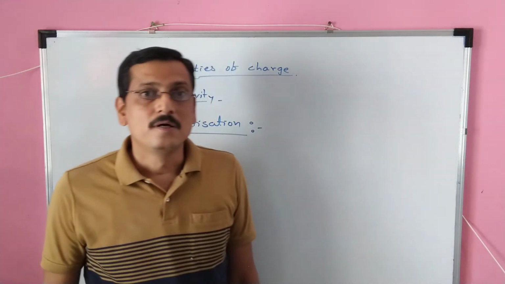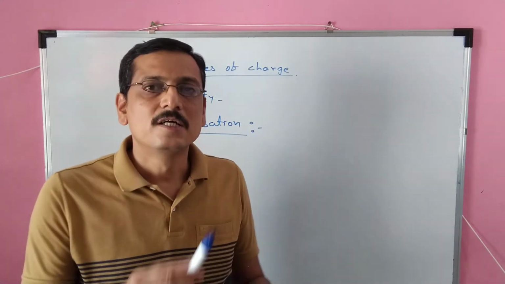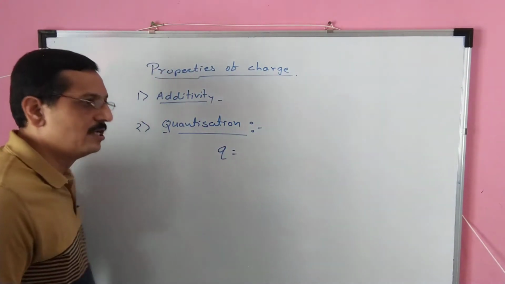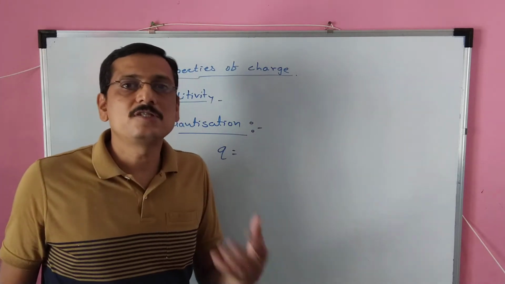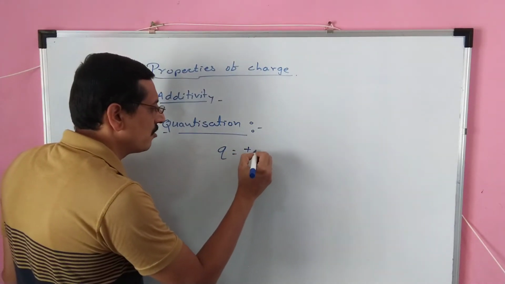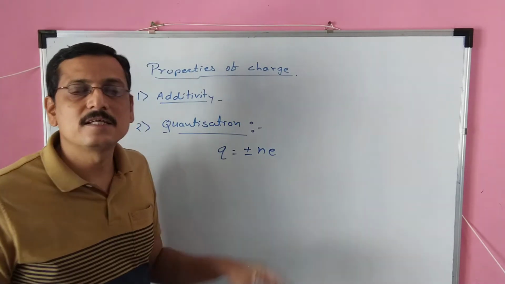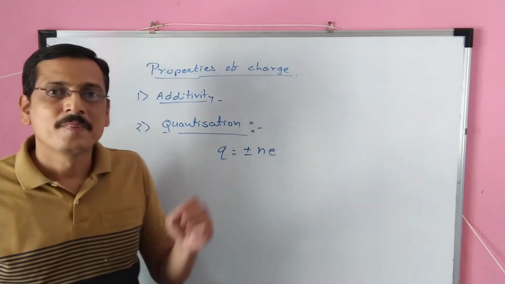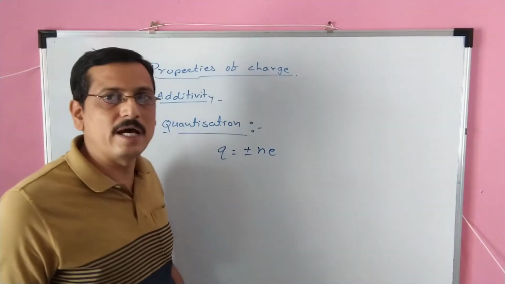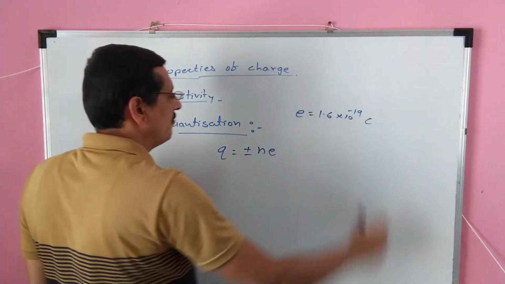Now student, if there is a body with some charge and someone asks me, sir, what is the charge on this body? Let's say Q is the charge on this body. So the charge on this body, student, is written as plus or minus n into e, where n is any integer. That means the total charge on the body is an integral multiple of the charge of an electron. I hope you know the value of e. It is 1.6 into 10 to the power minus 19 coulomb.